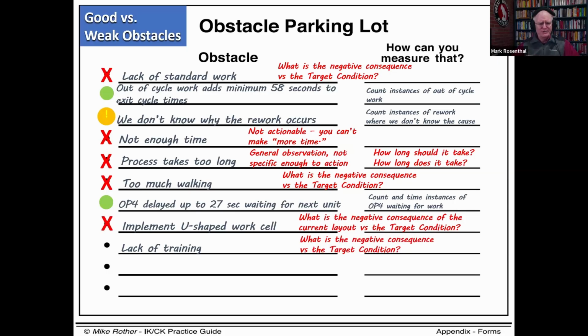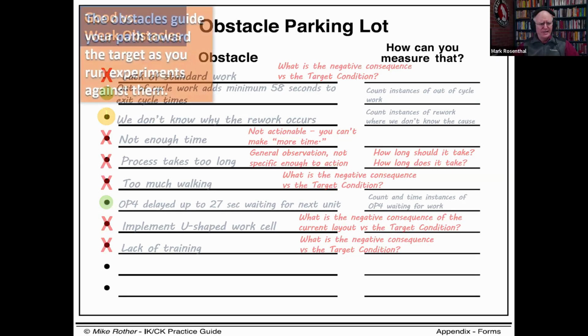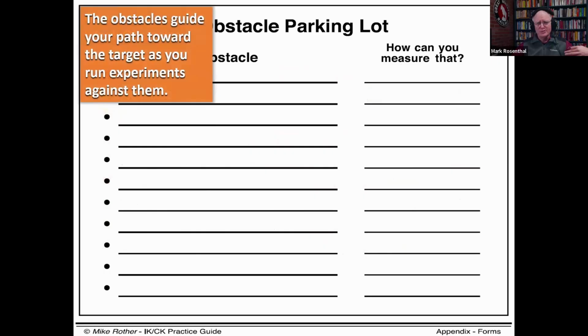"Lack of training" is one of my favorites. Okay, what's the negative consequence? What do you see happening as a result of that? And so the obstacles are what kind of set the path. You follow the obstacle trail. And I think Tracy showed a great slide of a bunch of leaves on a putting green. I don't need to clear all of them. I need to clear enough of them to find a path to where I'm trying to go.